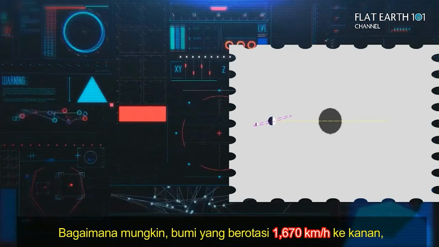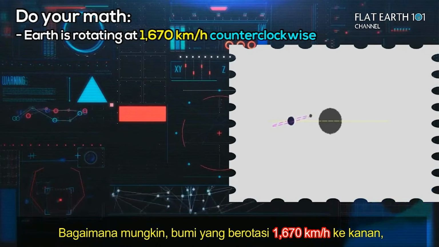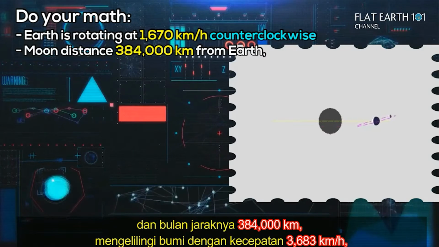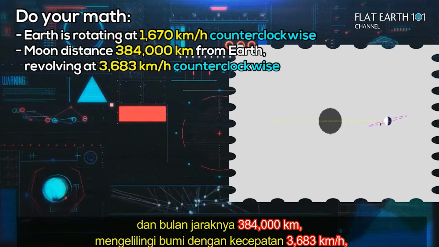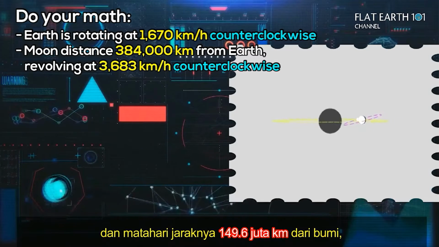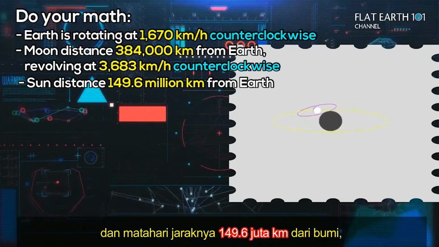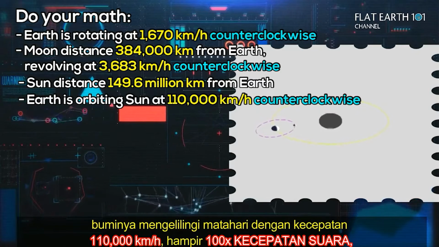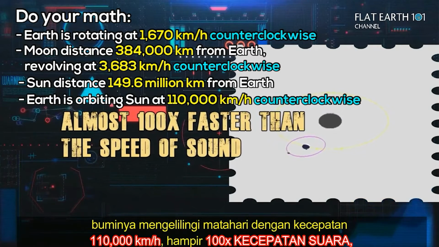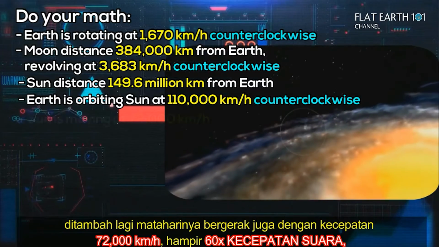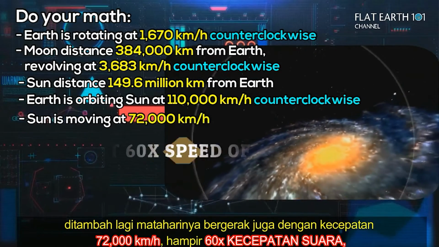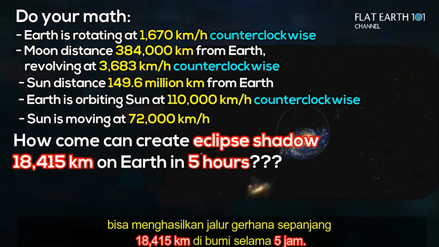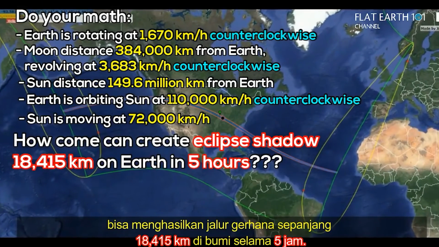How come the Earth that's rotating 1,670 kilometers per hour to your right and the Moon that is 384,000 kilometers away, orbiting the Earth at 3,683 kilometers per hour, and the Sun that is 149.6 million kilometers from the Earth, while the Earth is orbiting the Sun at 110,000 kilometers per hour, almost 100 times faster than the speed of sound, plus the Sun is also moving at 72,000 kilometers per hour, almost 60 times faster than the speed of sound, can create an eclipse shadow of 18,415 kilometers on Earth within 5 hours.